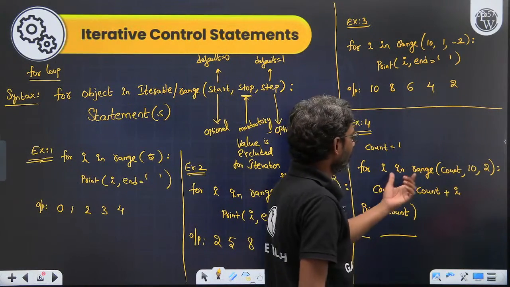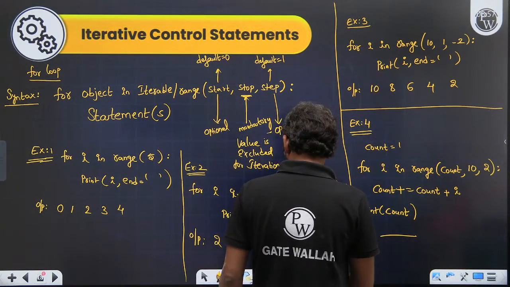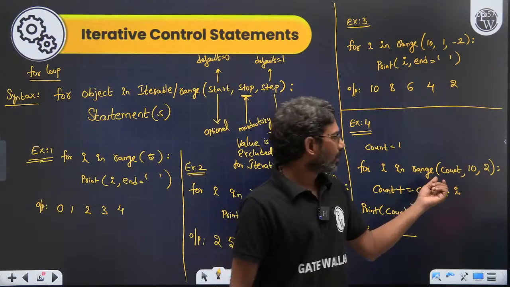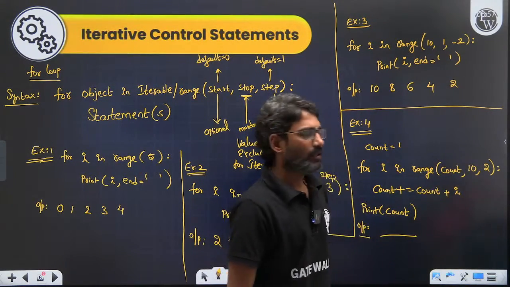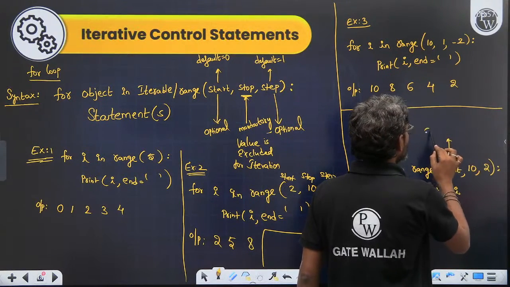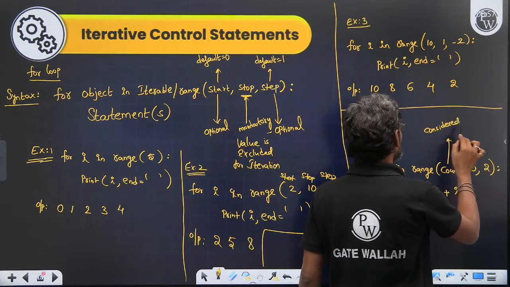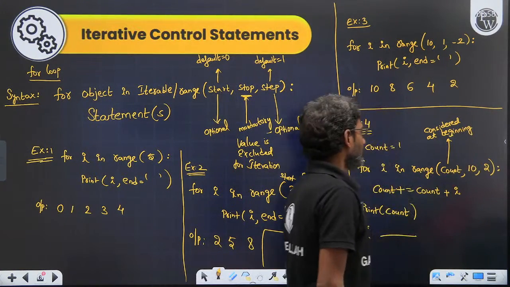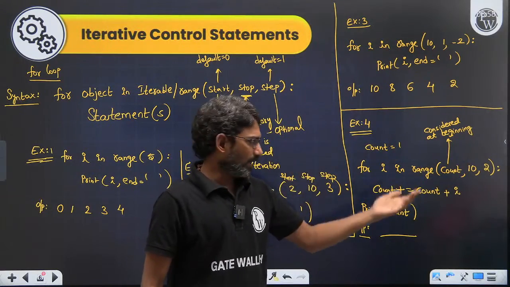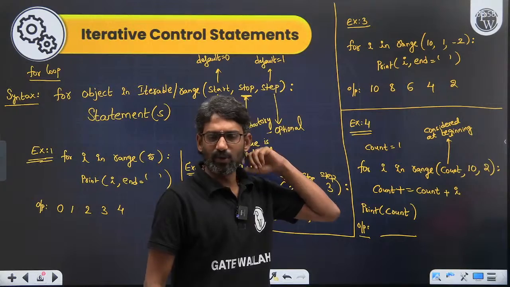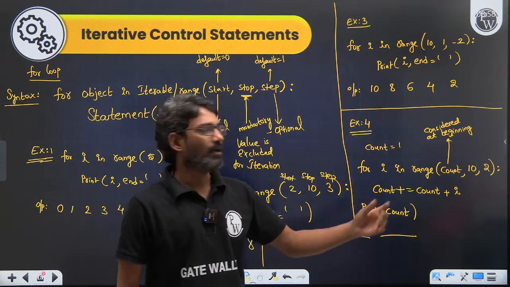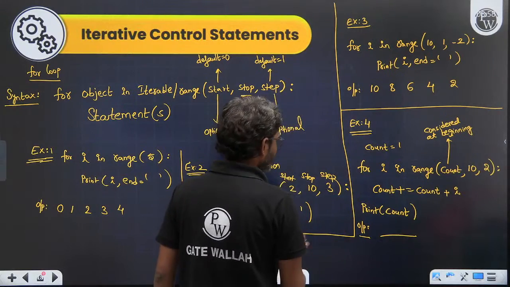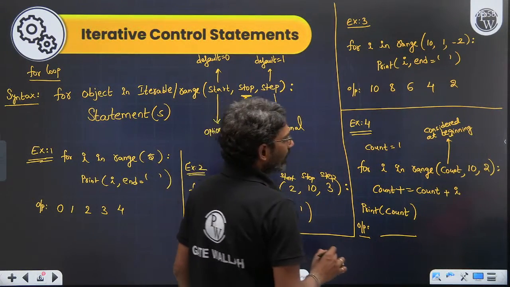Count is 1, for i in the range of count, 10, 2. This is probably a bit confusing for beginners. Sir, does it always start from count, how should we take it? Look here, this is considered only at the beginning. So only the initial count value is taken. Every time you are changing count, but it has no impact. It won't take it every time, first time only, to start with what should be the starting value. For that it refers to count. So what is count? 1. That means i starts from 1.